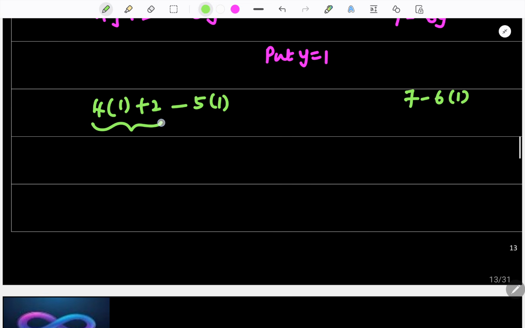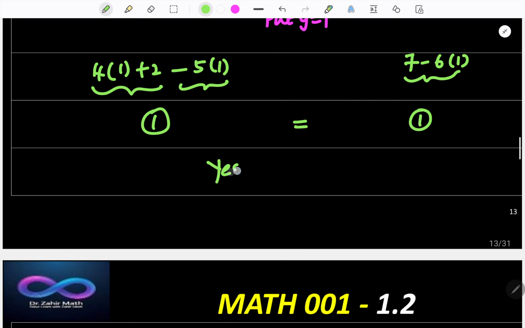So 4 plus 2 is 6, and 6 minus 5 is 1. 7 minus 6 is 1. So is left equal to right? Yes. Therefore, it is a solution. Clear all of you? What a lovely question.